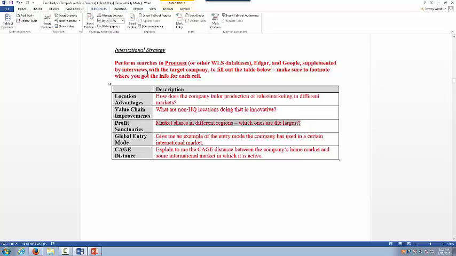Again, the instructions for what you need to do are in red. The black is the table that you're going to use to fill out, and you're basically going to copy and paste information into each of these boxes, footnote it, and make it look nice. Make sense? Okay.